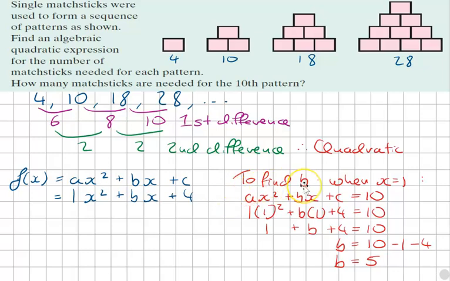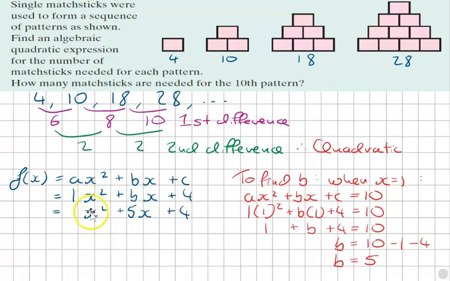To find b, we sub in x is equal to 1. We know the a is 1, and we know the c is 4. So we replace the x values with 1 in brackets. We get 1 times 1 squared, which is 1. B times 1 is plus b. And then plus 4 is equal to 10. Solving for b, we get b is equal to 10 minus 1 minus 4, which is 5. So the coefficient of x will be 5.